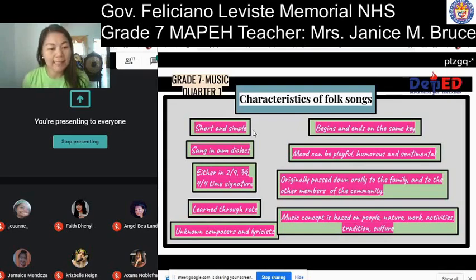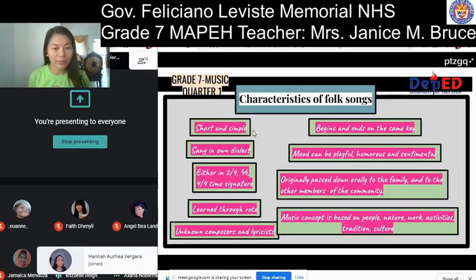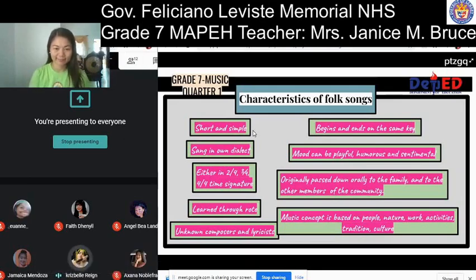Next is the second. Ma'am Crisbel po. Okay, Chrisbel. Sung in own dialect. I think the song is sung in our own language. Okay, that's right. As simple as that. The third one.